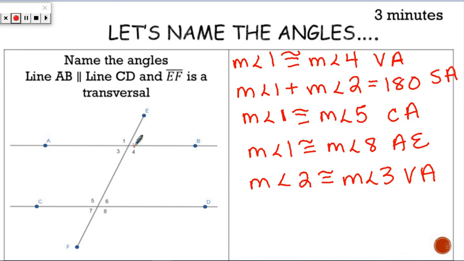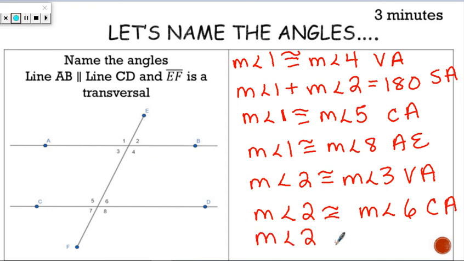Those are vertical angles, and the measure of angle 2 is congruent to the measure of angle 6, and those are called corresponding angles. And the measure of angle 2 is congruent to the measure of angle 7, and those are called alternate exterior angles. I call that AE.